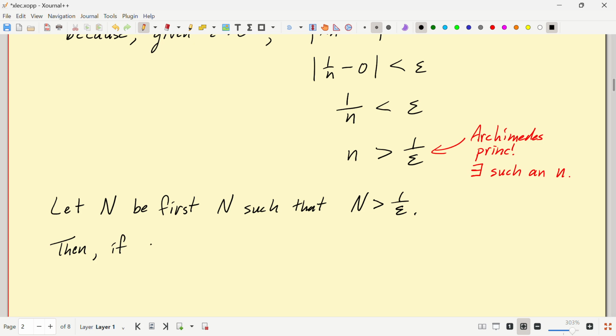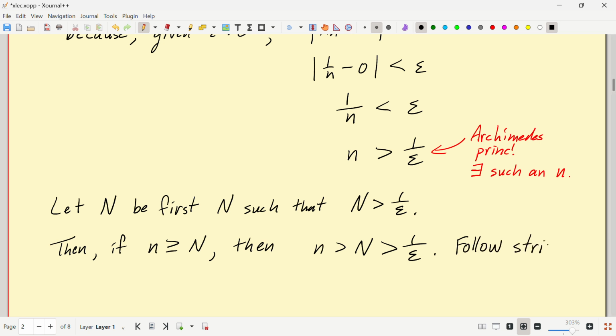if my n is bigger than or equal to capital N, then we can go backwards in these inequalities. Then n is bigger than 1 over epsilon, and we can follow those inequalities backwards, and they would be valid. So follow the string of inequalities.